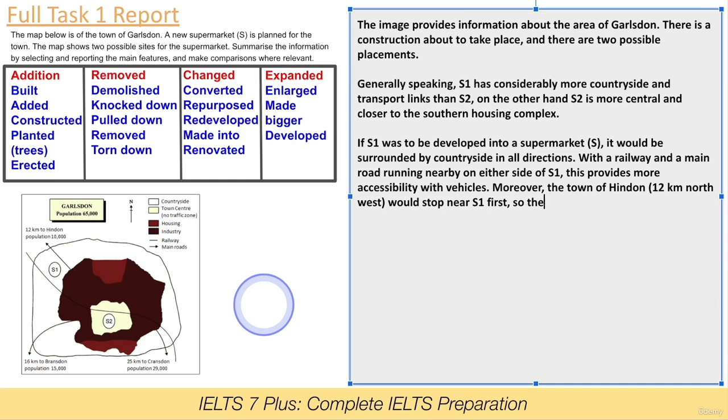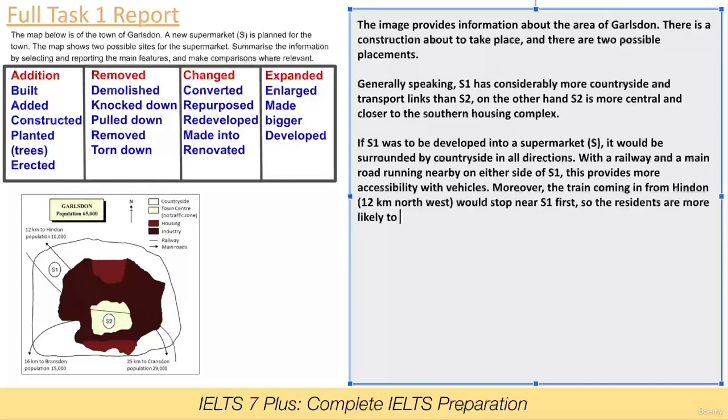So the residents, the train perhaps coming in from Hindon would stop near S1 first. So the residents are more likely to visit the supermarket at site 1. Okay, let's have a reread.